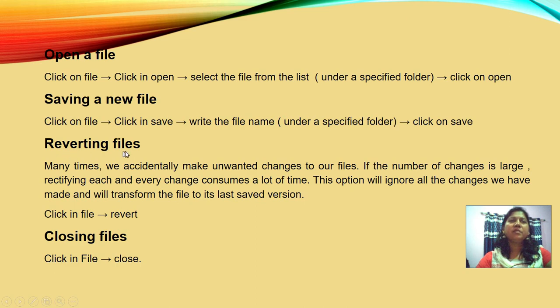Next is reverting files. Many times we accidentally make unwanted changes to our files. If the number of changes is large, rectifying each and every change consumes a lot of time. So this option will ignore all the changes we have made and will transfer the file to its last saved version. So the procedure is click on file, then click on revert option.